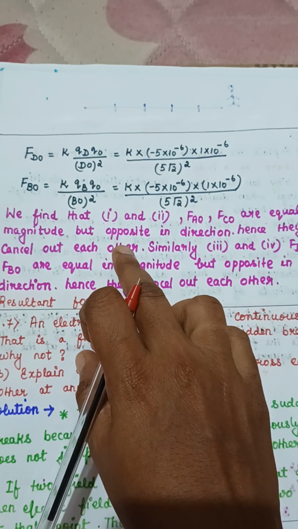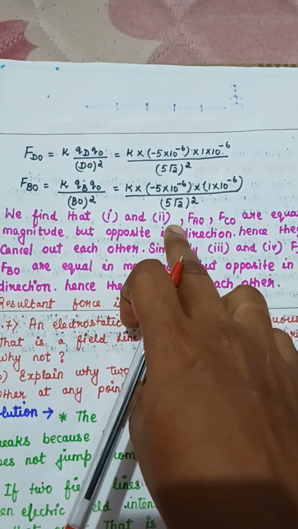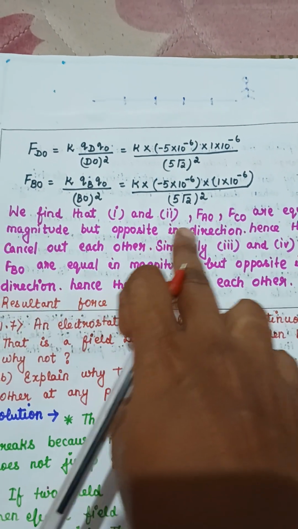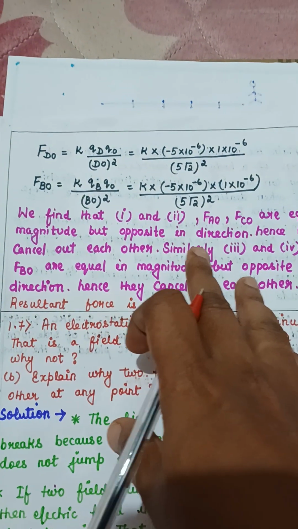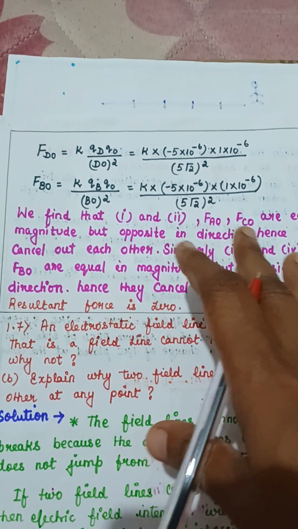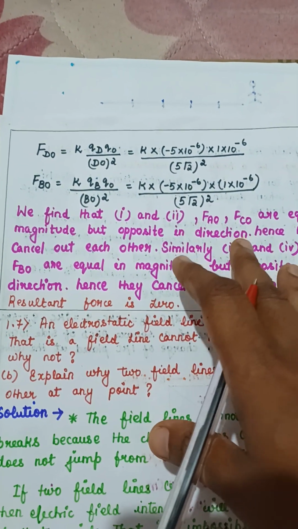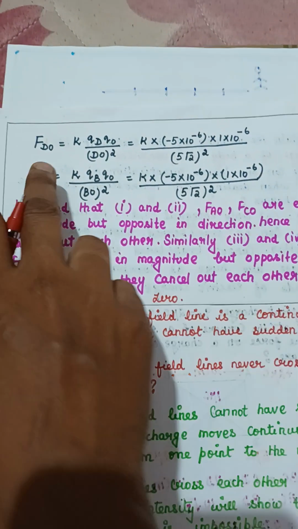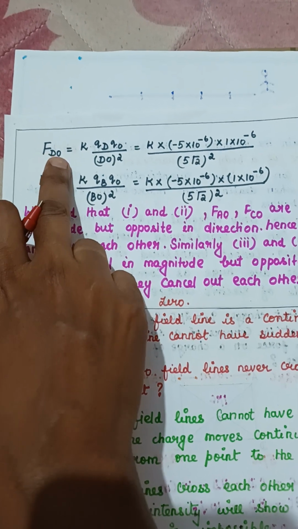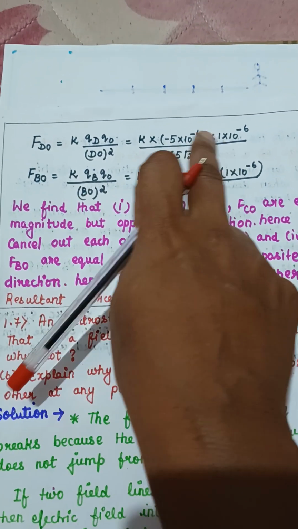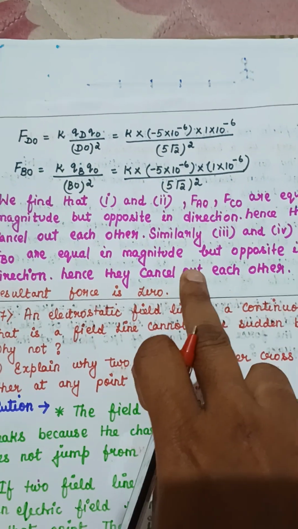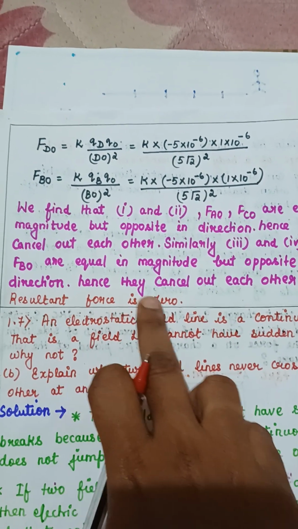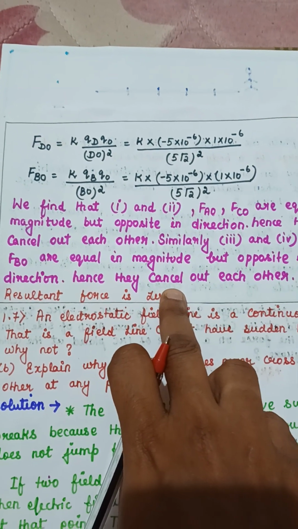So what we can analyze here is that equation 1 and 2, that means FAO and FCO, are equal but opposite in direction. So already we have studied that wherever forces are equal and opposite in direction, the force will get cancelled. Similarly here also that force will get cancelled, and you can see here also that FDO and FBO are also the same, but they will act in the opposite direction and they will get cancelled. So finally we can say that the resultant force acting on the middle charge is 0.